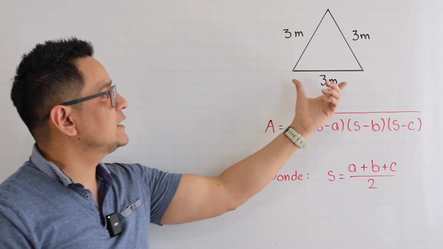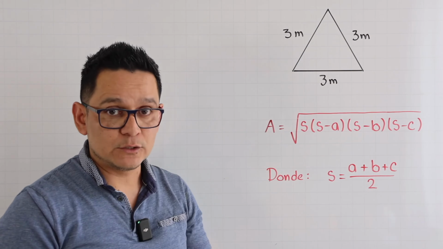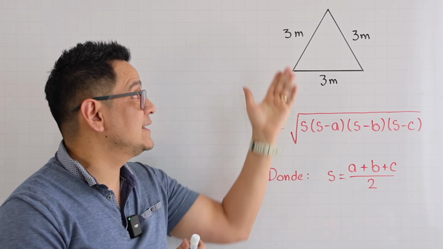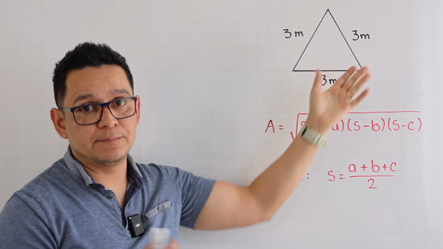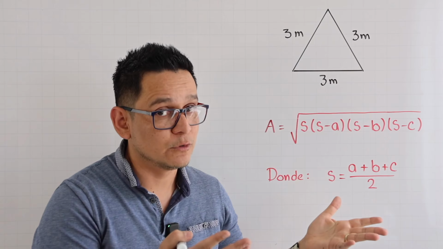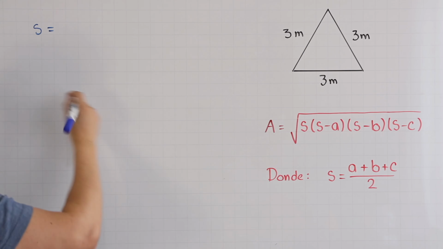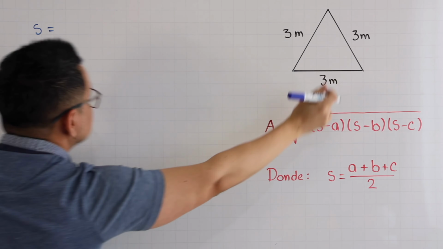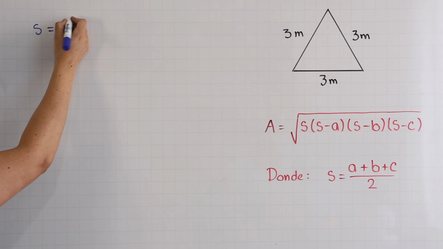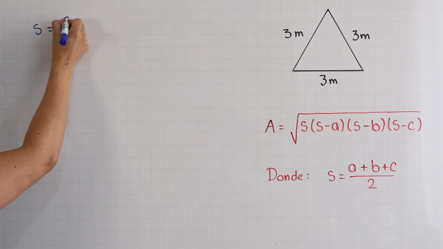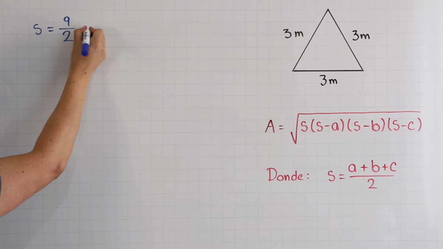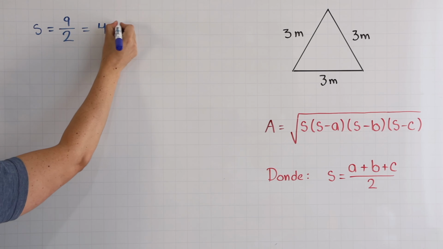In this case, we have an equilateral triangle, so it's not worth saying which one is A, which one is B, and which one is C, because they all measure the same. So come on, let's start by calculating the semi-perimeter right away. The semi-perimeter would have to be 3 plus 3 plus 3 divided by 2, right? Right away, 3 plus 3 is 6, and plus 3 is 9 divided by 2. And this gives me 4.5.